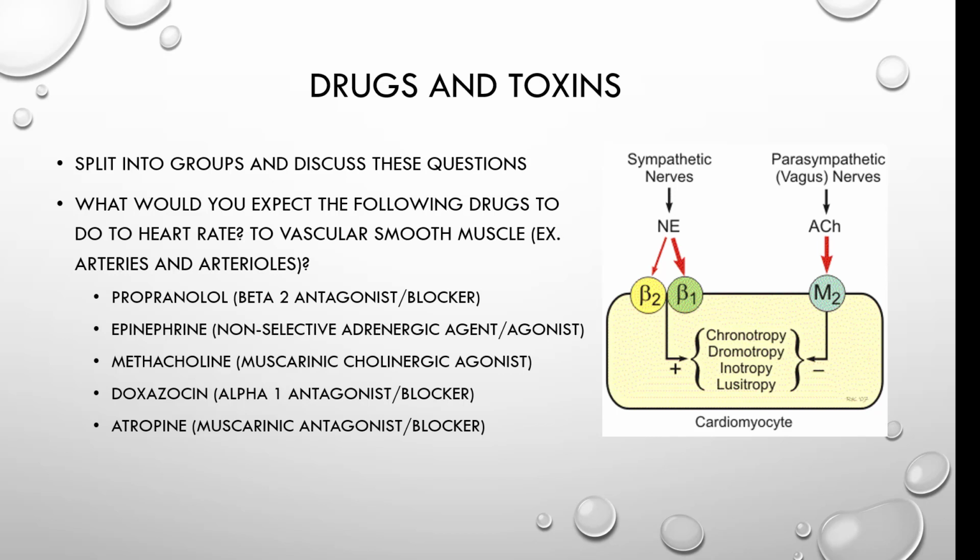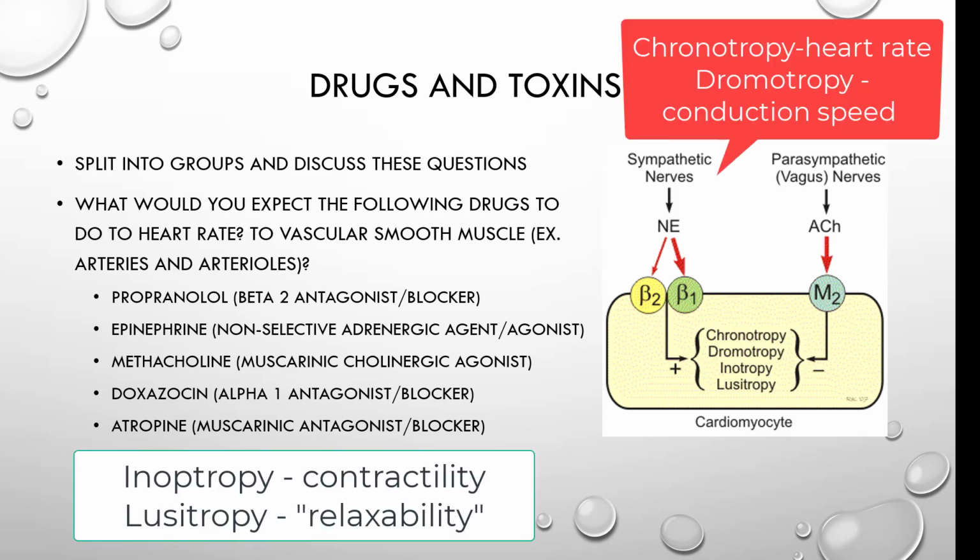In class, we're going to talk a little bit in small groups about what some drugs do to heart rate and to smooth muscle based on what I told you earlier. I want to just talk very briefly about these concepts. Chronotropy as a concept refers to things that change heart rate in the heart. So things that increase or decrease heart rate, sympathetic or parasympathetic, affect chronotropy.